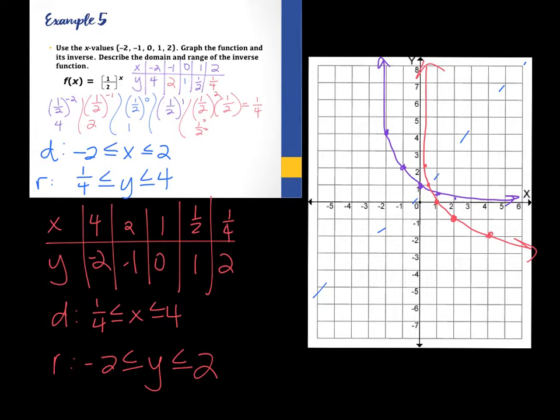How many of you were either completely right or on the right track at least? Okay, any questions on it?